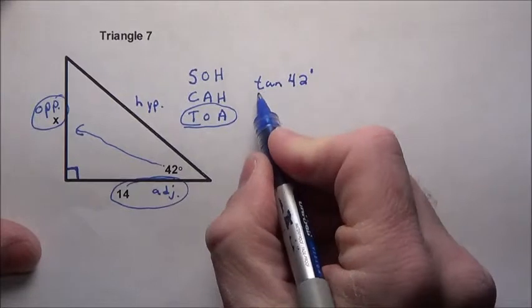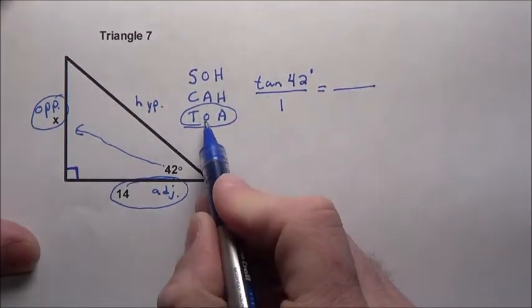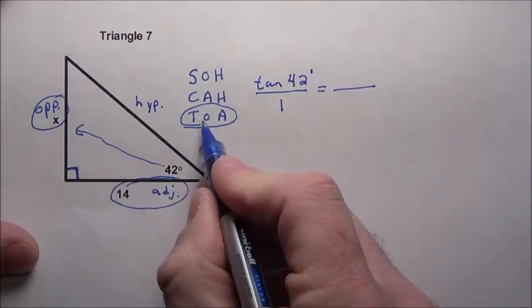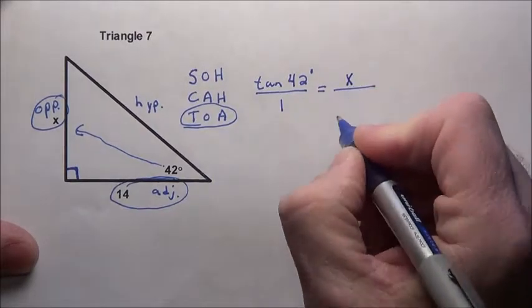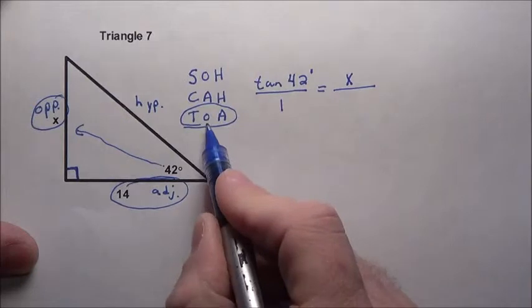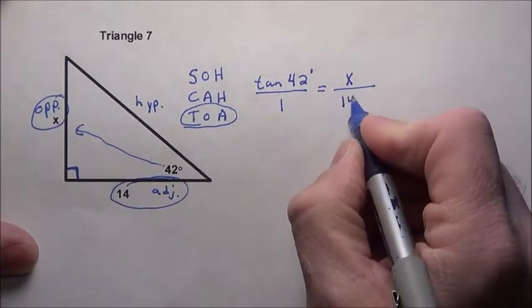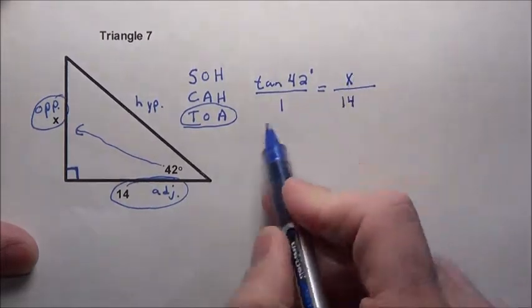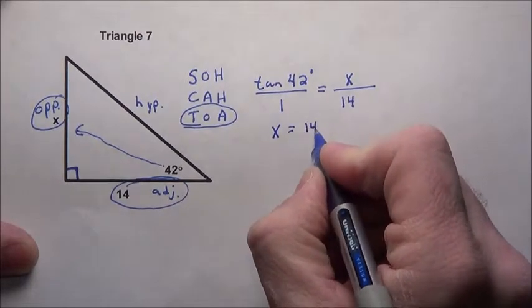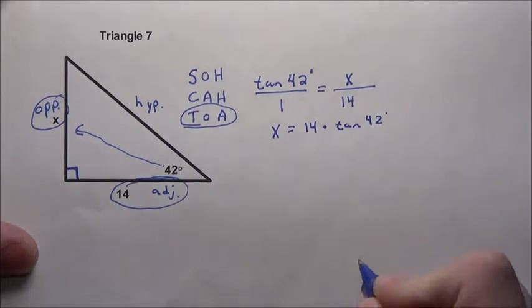So the tangent of 42 degrees over 1 equals, now, you have to put opposite first. It has to go on top here. Who's our opposite? That's the unknown, the x. The adjacent has to go on the bottom. You can't flip them because it's O over A. So opposite over my adjacent. My adjacent was 14. Now I just do the means extremes. I cross multiply. x times 1 is x equals 14 times whatever the tangent of 42 degrees gives me.